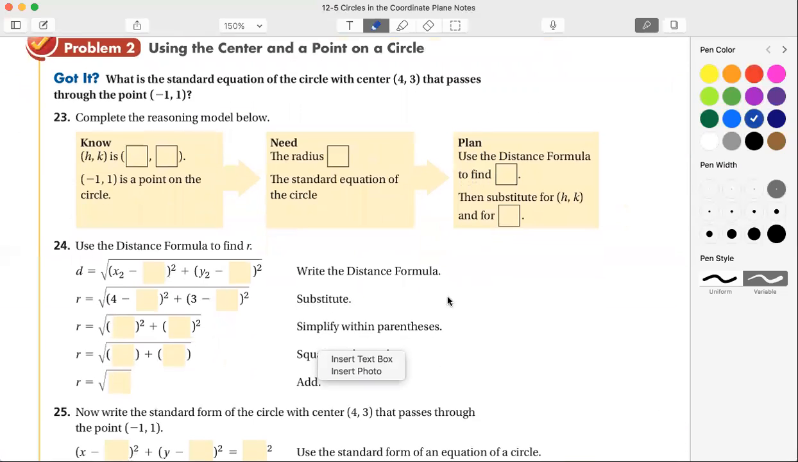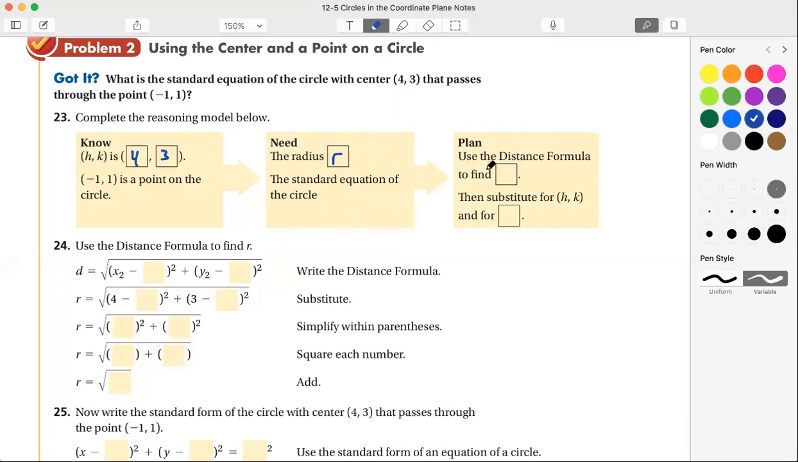Okay, so what is the standard form of the equation of a circle with center (4, 3) that passes through the point (-1, 1)? All right, so if I know the center of the circle and I know it goes through a point, I think I can find the radius. The center (h, k) is (4, 3), and we know it goes through the point (-1, 1). So the radius r is what I need to find the standard equation of the circle.